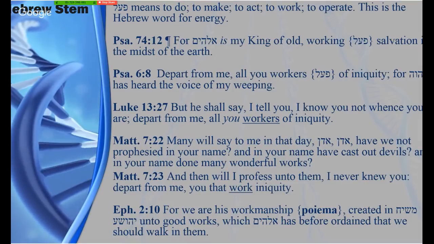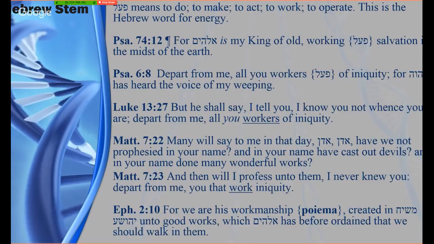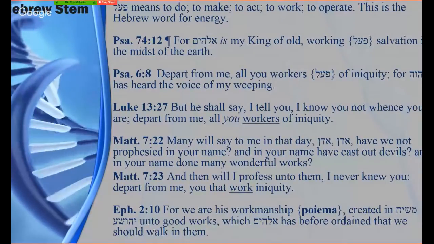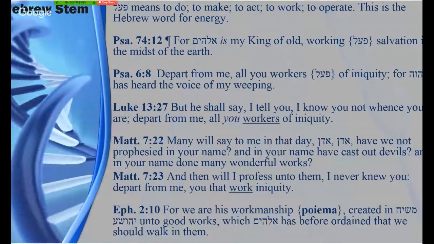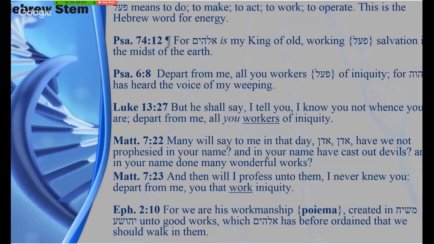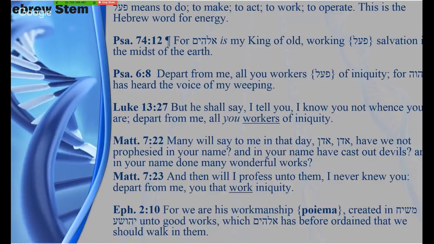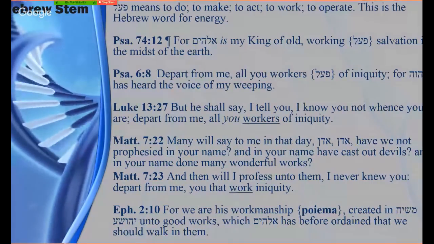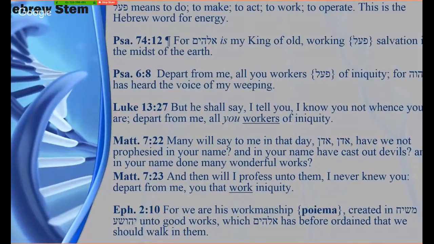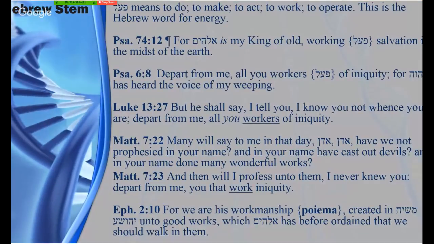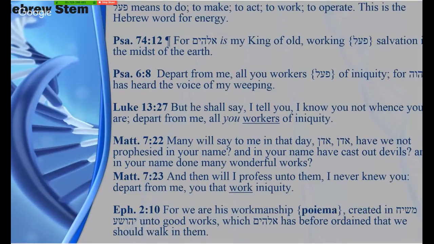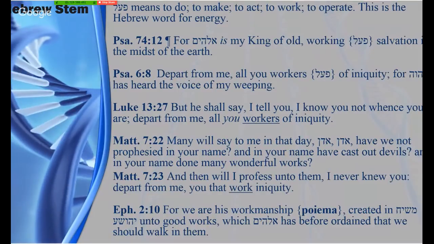Luke 13:27 says, But he shall say, I tell you, I know you not whence you are. Depart from me, all you pa'al, workers of iniquity. Matthew 7:22-23 says, Many will say unto me in that day, Adon, Adon, have we not prophesied in your name, and in your name cast out devils, and in your name done many wonderful works? And then I will profess unto them, I never knew you. Depart from me, you that work iniquity. Again, that pa'al is you now operating or working against his word. It becomes iniquity if you know transgression of the law. Is everyone okay with this?